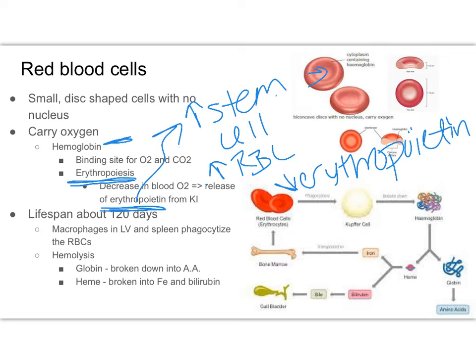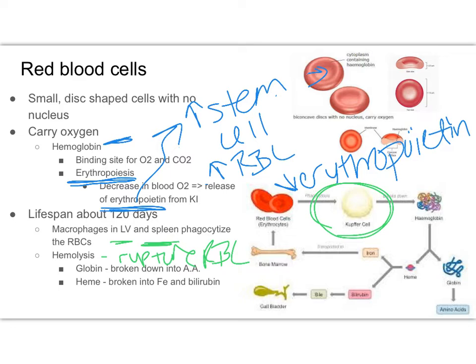We've got macrophages both in the liver, that's what this big cell is right here. Remember, macrophages are big cells that eat things, in the liver and in the spleen, that will phagocytize or break down the red blood cells. That process is called hemolysis. Hemolysis is that rupture or that breakdown of the red blood cells. And so this happens on a regular basis so that we can recycle them.